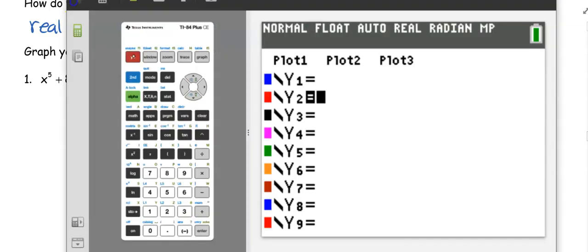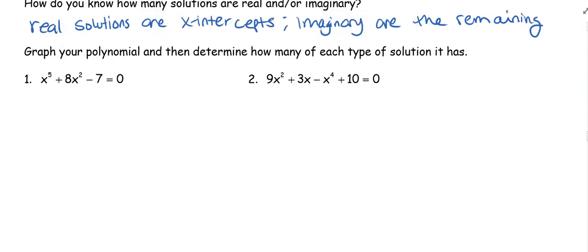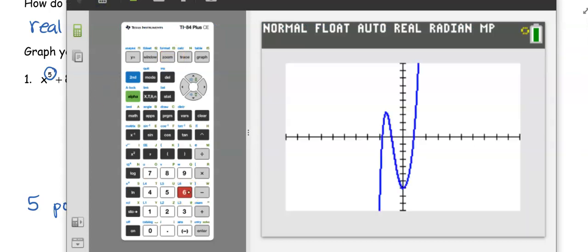Bust out those calculators. We have y equals x to the 5th, make sure that you arrow to the right, plus 8x squared minus 7. All right, so before I hit the graph button, I'm looking at x to the 5th, x squared, minus 7. This tells me that I'm going to have 5 possible or total solutions. Remember, the degree tells you how many you're going to have in all. I go to zoom 6. Hopefully I can see everything, and I can.